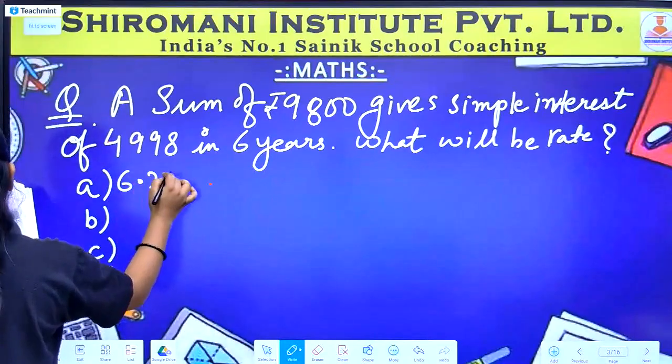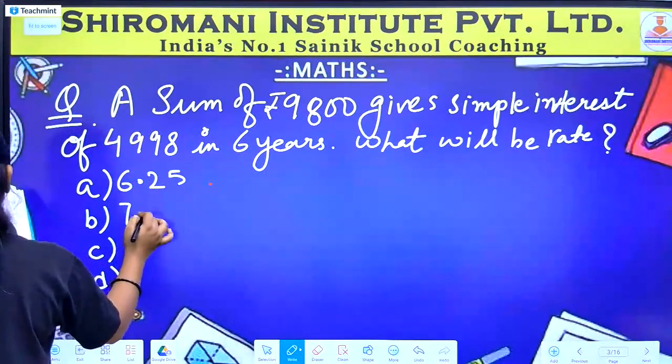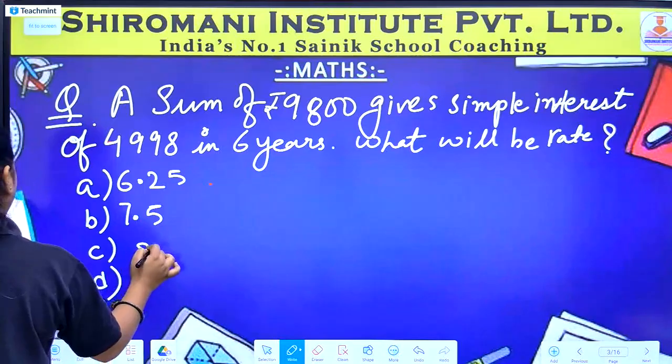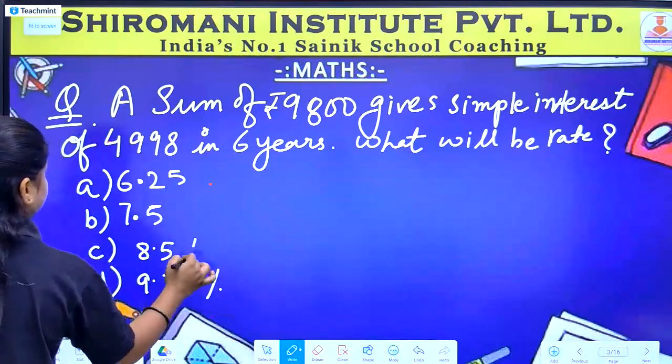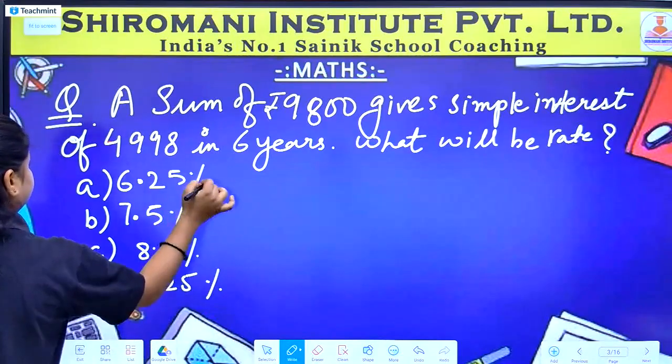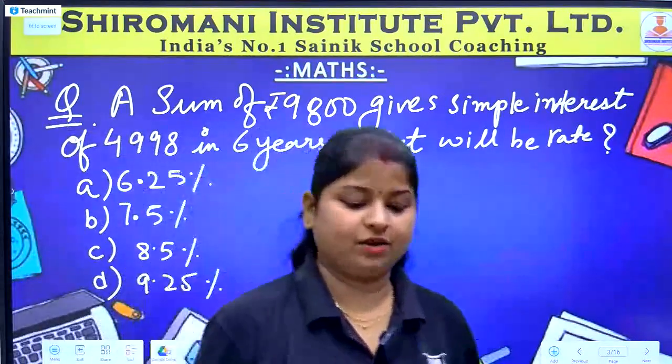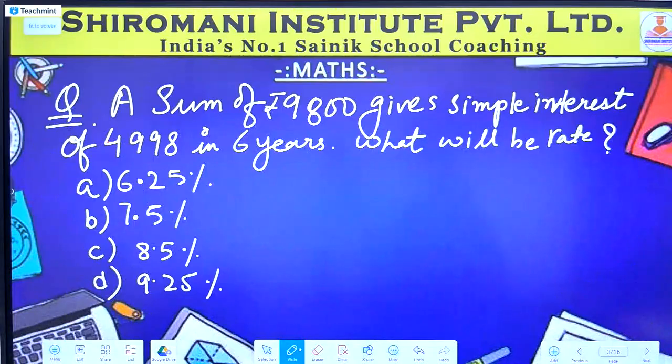The options are 6.25, 7.5, 8.5, 9.25%. And here you go, you can answer me in the poll. Hope this time many of you give me the correct answer, beta. Use the same formula.